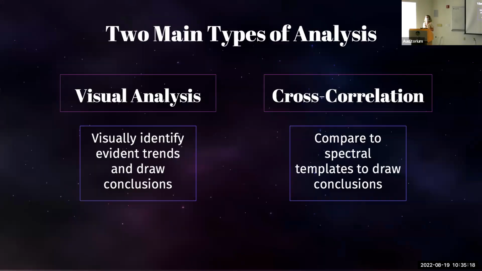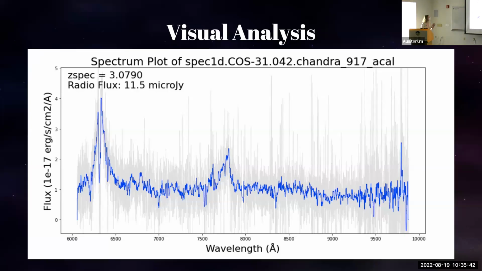We did this analysis mainly in two ways: through visual analysis and cross-correlation. Visual analysis was just to make the spectral plots, use the smoothing process to clean them up, and then visually identify trends from there and draw conclusions. This was very useful for many of our sources. For ones that it wasn't useful for, cross-correlation was necessary, which was comparison to spectral templates to draw conclusions. This is an example of a source that visual analysis was useful for.